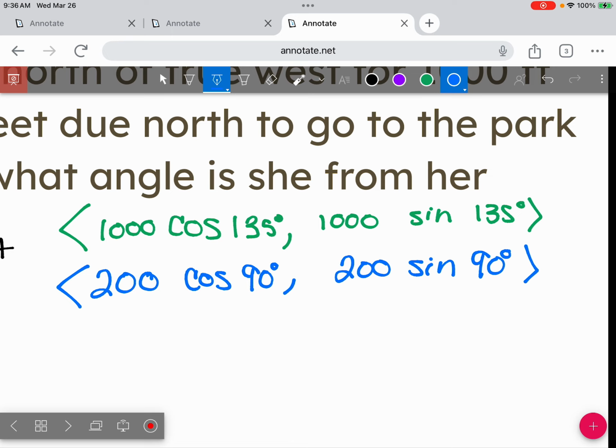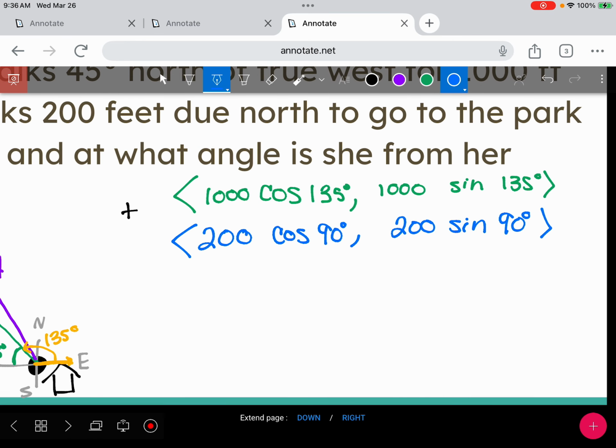True west would be straight west, no deviation. But she went 45 degrees north of west because she was obnoxious in the way she wrote down her directions. She pointed her compass at west, which is that way, real life west, and then she went that way. So we want to combine those two pieces together.